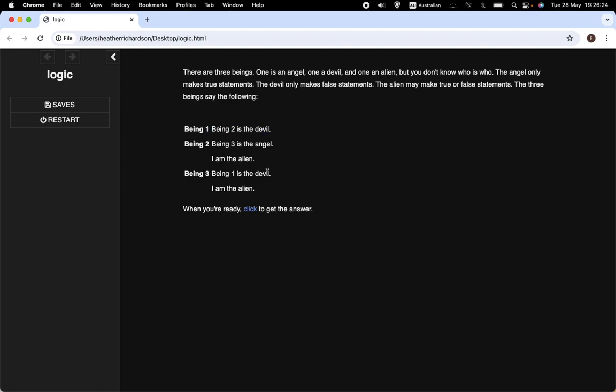But we can see that two of the beings, being 2 and being 3, both say, I am the alien. And the angel would never say, I am the alien, because the angel only tells the truth. So actually, we know that being 1 not only can be the angel, but must be the angel.